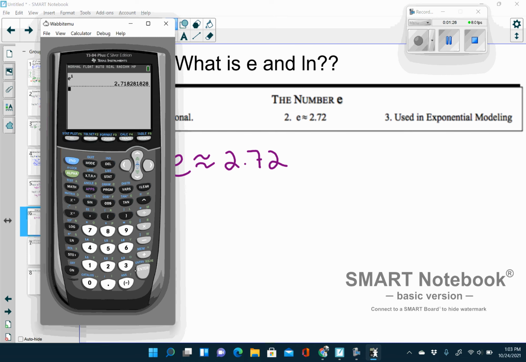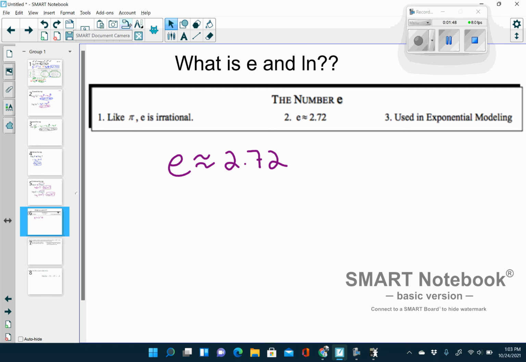So if I hit enter, you can see that E is a long number, kind of like pi. If I do the same thing with pi, you'll see that both numbers keep on going. It's a long number, there's no pattern to it. This is called irrational, okay? So E is about 2.72. That's all you need to know for the purposes of this assignment for right now.